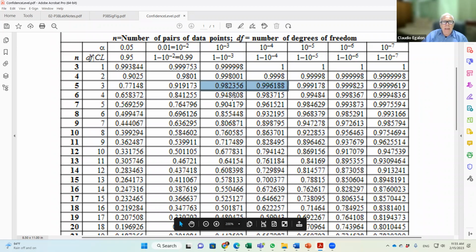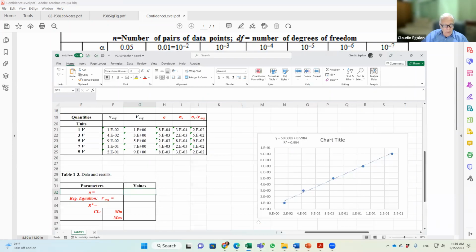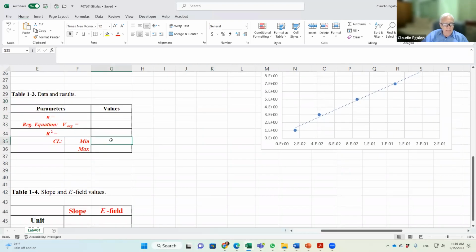So what does it mean? It means that my confidence level is between those two values, 0.999 and 0.9999. 0.999 is 1 minus 10 to the minus 3. 0.9999 is 1 minus 10 to minus 4. And that's what I want you to put there in your spreadsheet. Okay? So going back here, 1 minus 10 to minus 3. Here you go. The lower boundary, I'm calling the minimum value, is going to be 1 minus 10 to minus 3.